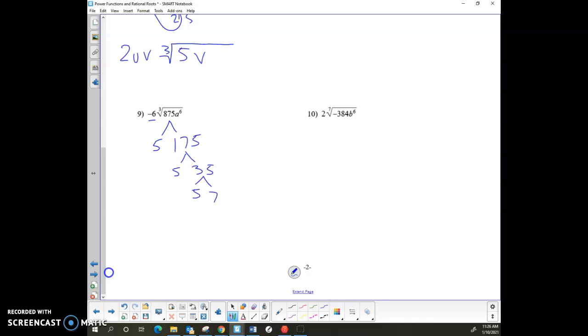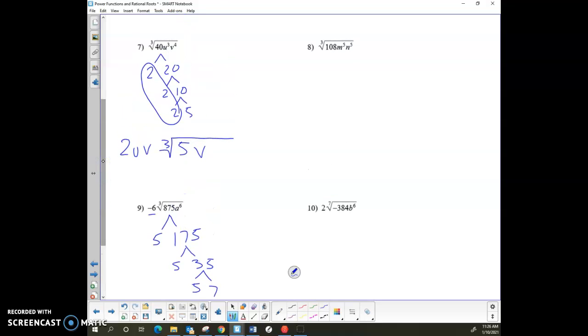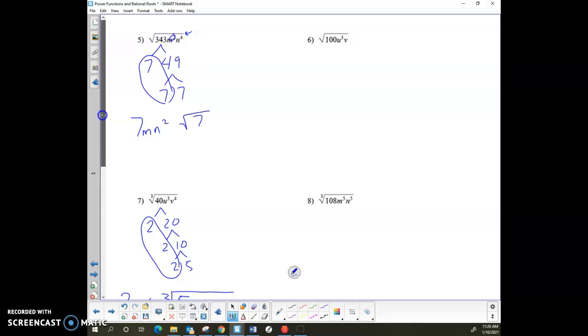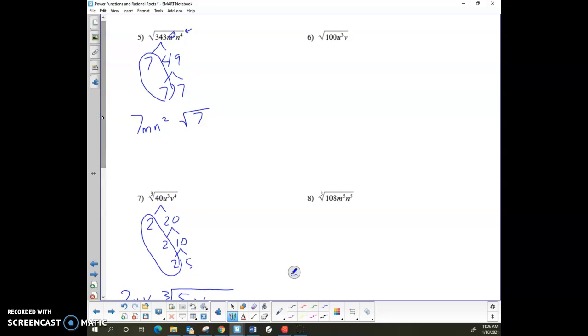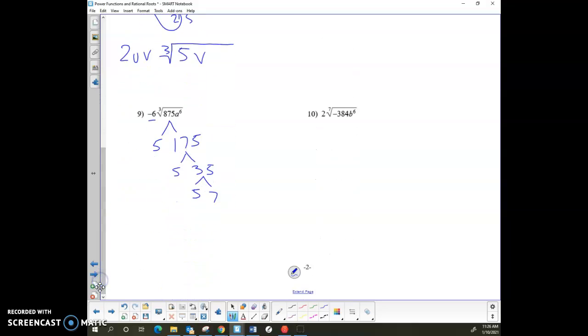For some of these, if you're not sure where to start, this one's obviously divisible by 5. Look at number 10, that's obviously divisible by 2. The 343 from number 5 is not divisible by 3. My next guess was 7. So some of these you just gotta guess and check where to start.